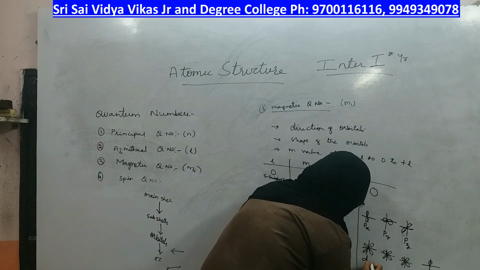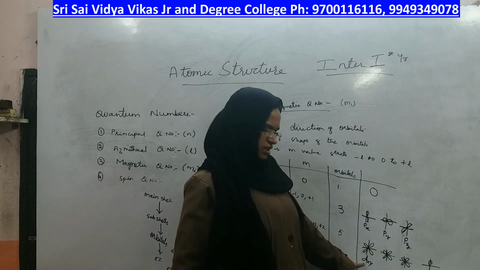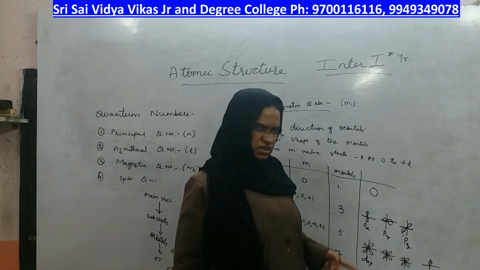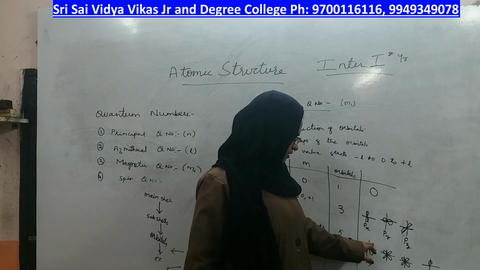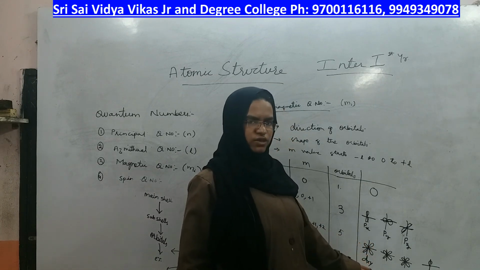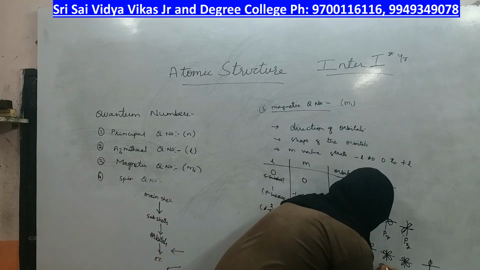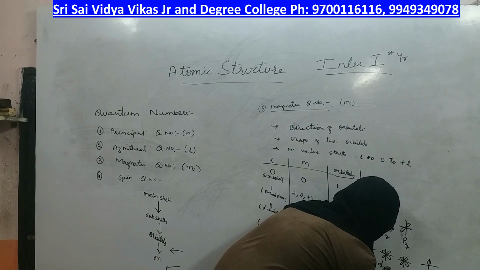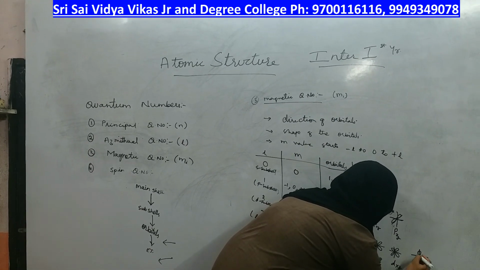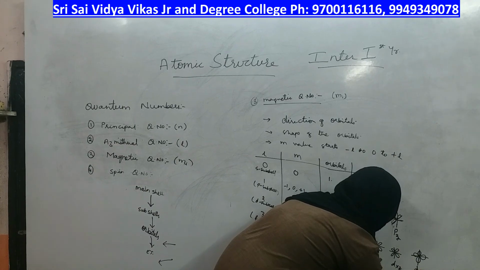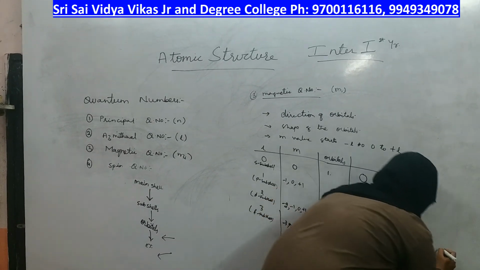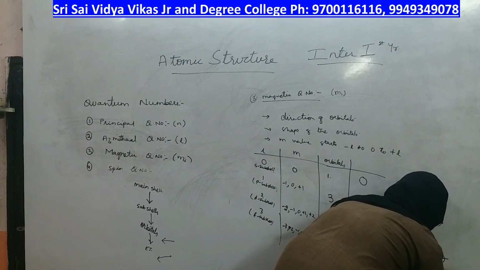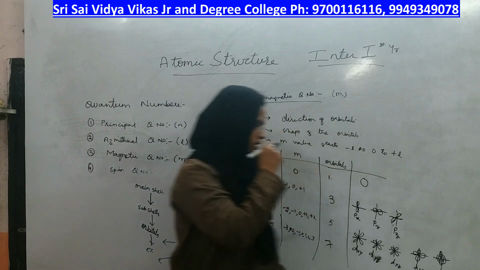This is dxy. It means the d orbital is facing in a direction neither in x nor in y. It is in between x and y. Therefore, it is called xy. And this is yz. And this is xz. The other is x square minus y square. And the other is dz square.